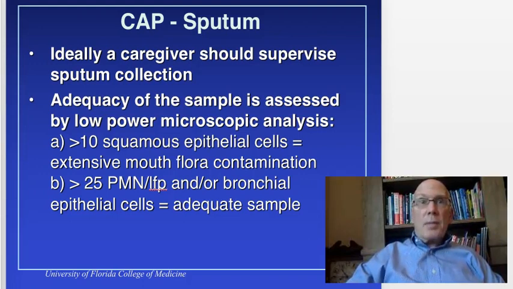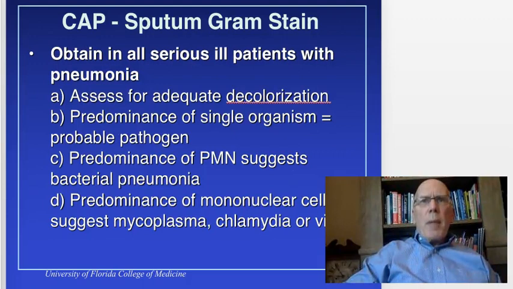Ten or more of these cells per low power field indicates excessive contamination of mouth flora. This type of sample should be discarded and not cultured. If the sample has over 25 neutrophils or PMNs per low power field and/or bronchial epithelial cells, this suggests the sample is from the lungs and represents an adequate sample for culture. A sputum gram stain should be obtained in all seriously ill patients requiring hospitalization.